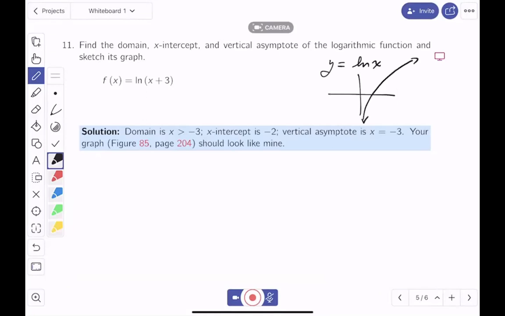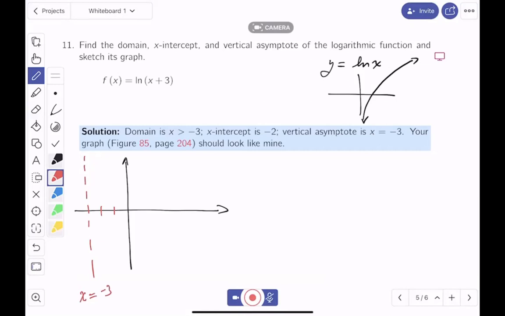All right. Now, someone says, well, what's this one? It's a child of it. And what is it going to be? It's the parent shifted 3 units to the left. So I think I'm ready to put that down. I put that asymptote in now. So it's going to be 1, 2, 3 units. And that's going to be x equals minus 3.